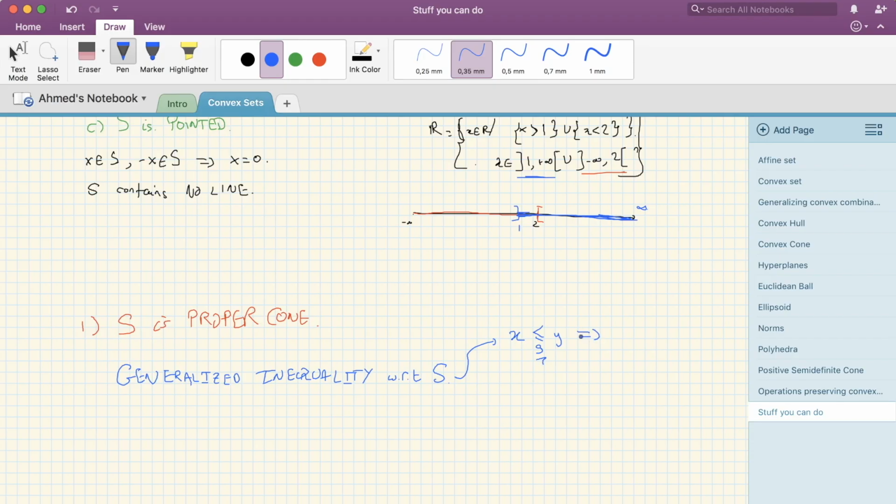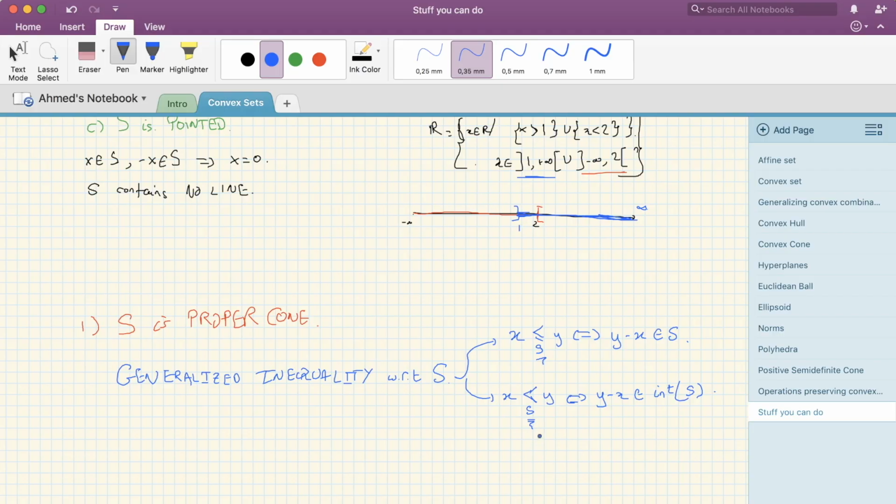This is equivalent to saying that my vector y minus x, or my point y minus x, belongs to S. As simple as that. And when you see a strict inequality, it means that you belong everywhere except the boundaries, which also means that, since we're closed, you're in the interior of S. That's what it basically means.